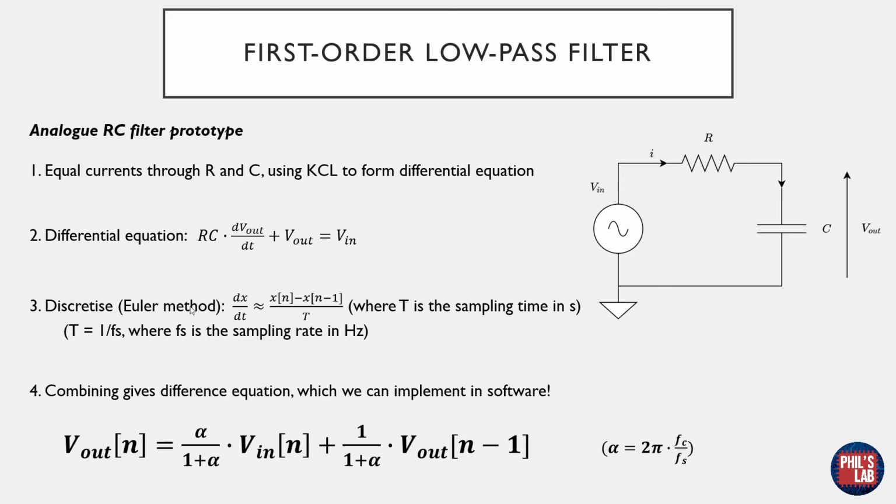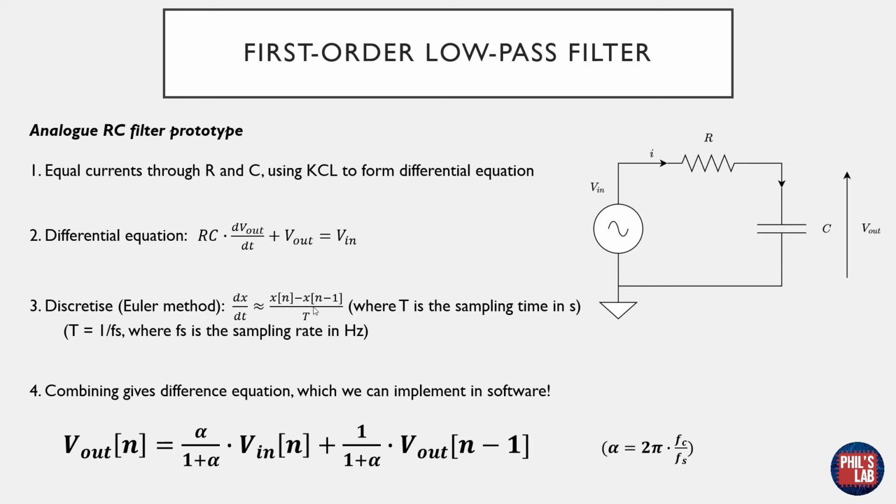The way we do that, there's several methods. The easiest one is to discretize using the Euler method. The Euler method says that we can approximate derivatives by a first-order approximation, letting dx/dt be approximately equal to the difference in samples. So, for example, dx/dt is x at sample n minus x of the previous sample, n minus 1, divided by T. And T is the sampling time in seconds. So this is the discrete derivative, essentially. T is the sampling time in seconds, and T is also 1 over fs, and fs is the sampling rate in hertz.